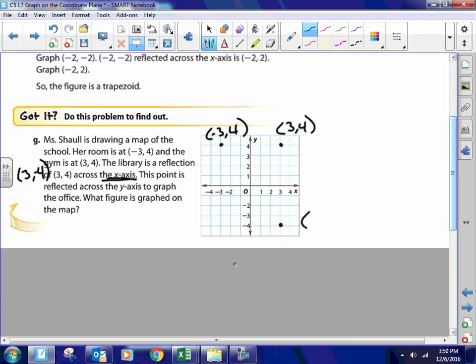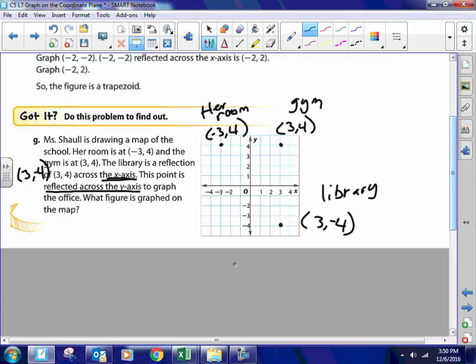Okay? So this is 3, -4. All right? Then it says this point is reflected across the y-axis to graph the office. Okay? So we have her room. We have the gym. We have the library.